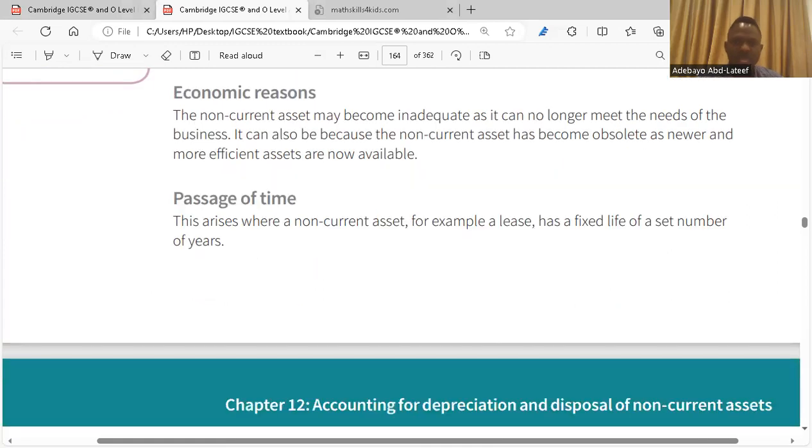The second one, economic reasons. A non-current asset may become inadequate as it can no longer meet the needs of the business. It can also be because the non-current asset has become obsolete as newer and more efficient assets are now available. Another reason why we have depreciation is obsoleteness or economic reasons. So for economic reasons, we're talking about the asset not fitting the demand of the business. We have an equipment that produces 10,000 units, but these days we need an equipment that could produce 30,000, 40,000 units. That asset cannot do that anymore. That is economic reason.